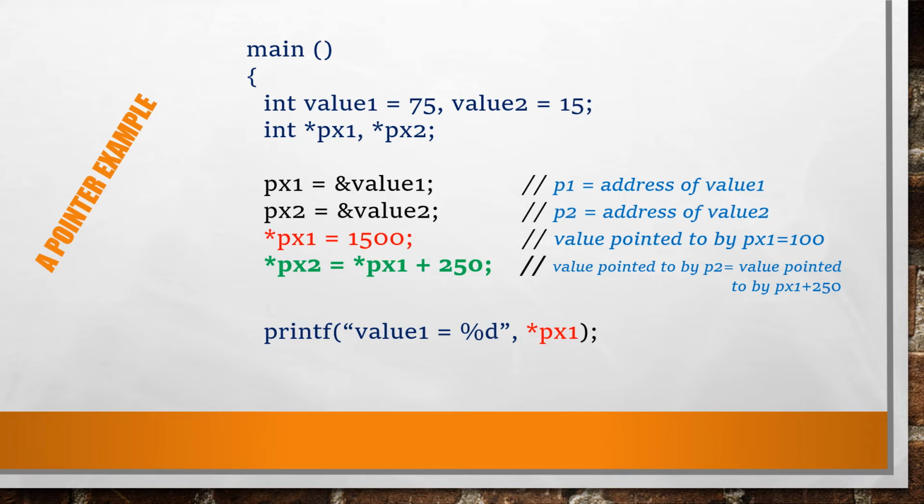So let us print the results with the help of the two printf statements. printf value1 = %d, *px1. So we get the answer as 1500. printf value2 = %d, *px2. So we are going to get the answer as 1750 in this case.